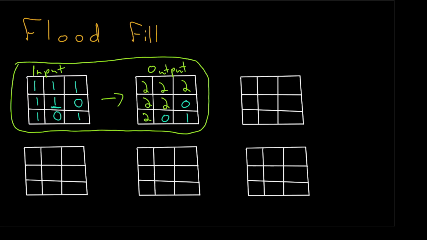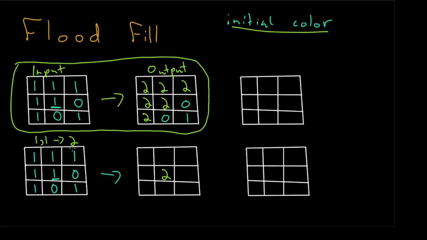But in all the other cases, we should be able to expand from the starting pixel. So the first insight I want to share is you need to keep track of the initial color. And when I say the initial color, I mean the color that we are going to start the flood fill from, not to be confused with the color they pass you in the function. So let's look at the example and see how we might think about doing this recursively.